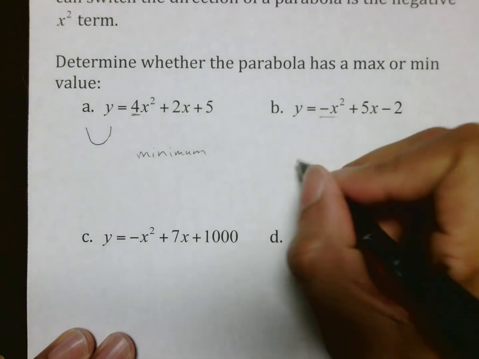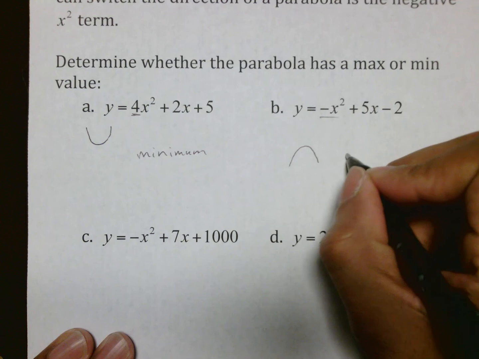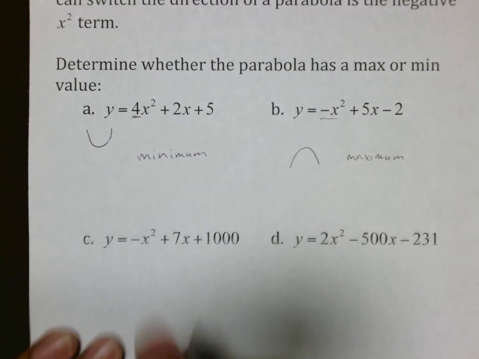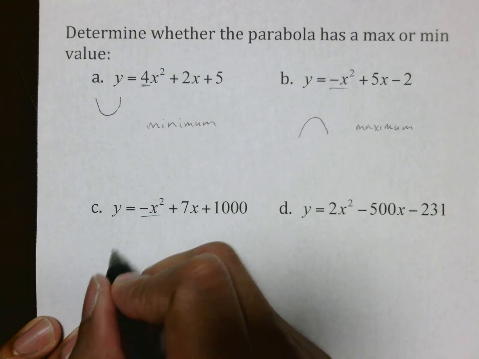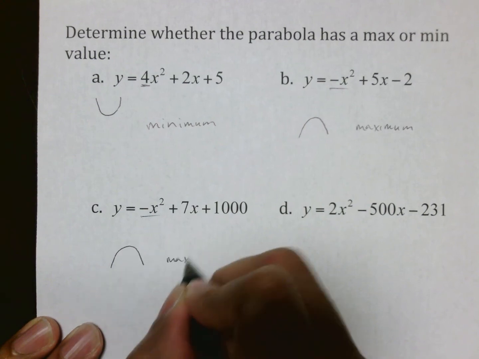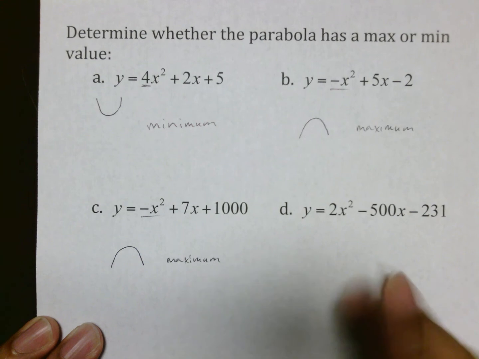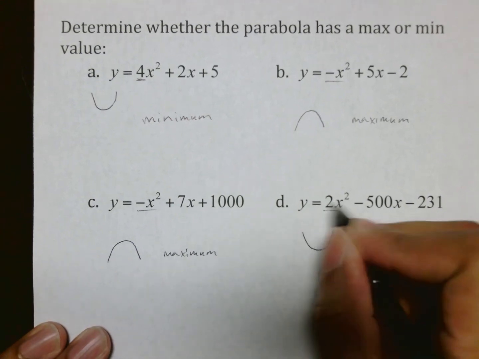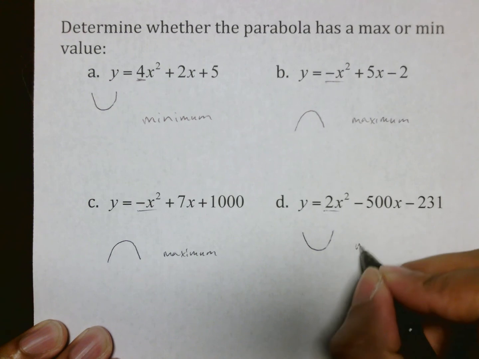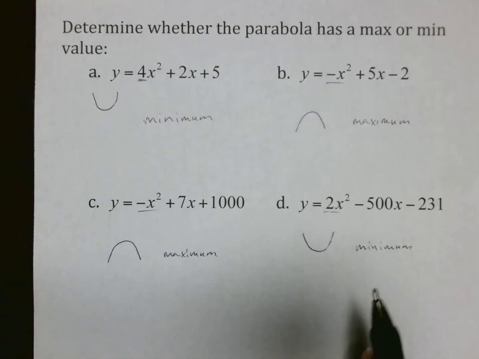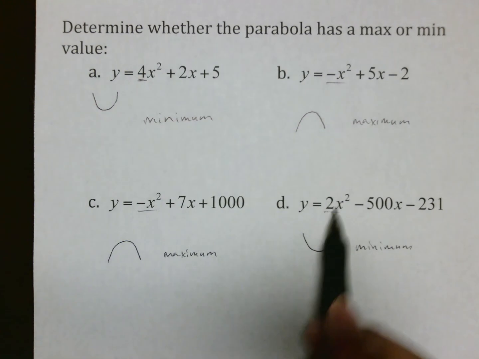This is not happy, which means it's going to be this, which means it has a maximum value. This is also not happy because it's negative, so it's going to be a sad face, which means it has a maximum value. This is a happy number, which means it's going to smile. Again, your x squared is positive, which means that it has a minimum value.